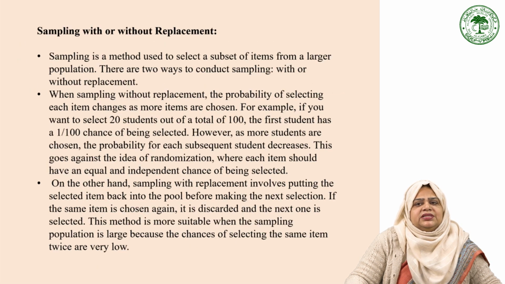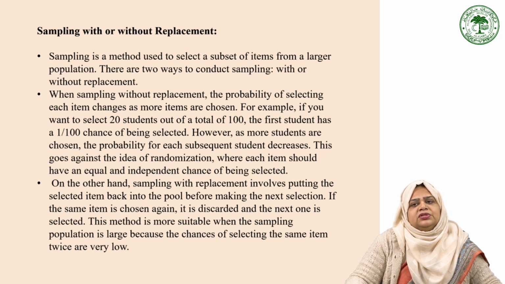Sampling is a method that is used to gather data, and it can be done in two different ways, with replacement or without replacement. When sampling without replacement, each selection affects the probability of the next selection. For example, if you want to choose 20 students out of a total of 100, the probability of selecting the first student is 1 by 100. However, as each student is selected, there are fewer options left, so the probability changes for each subsequent selection.